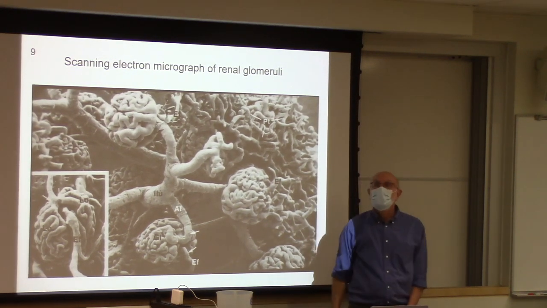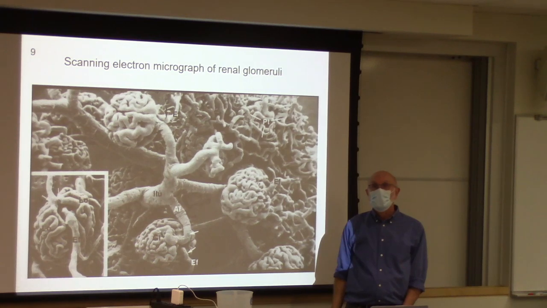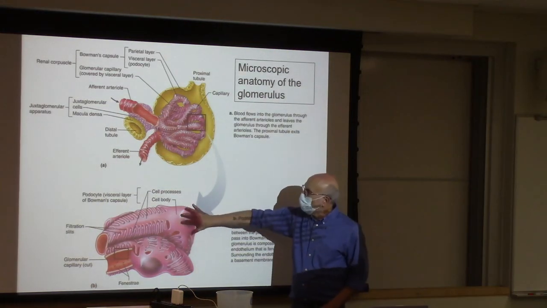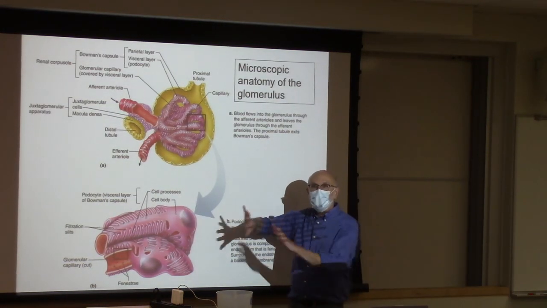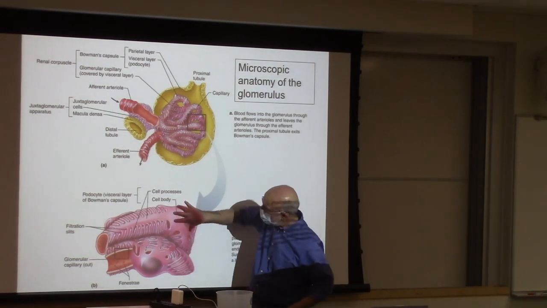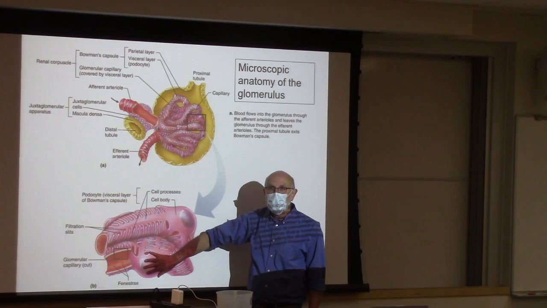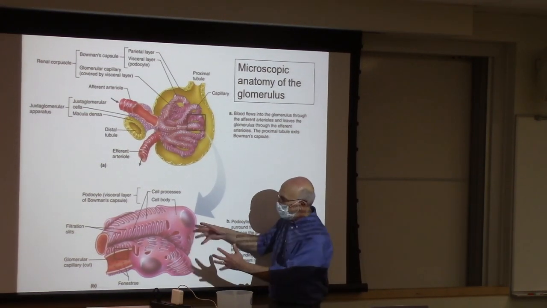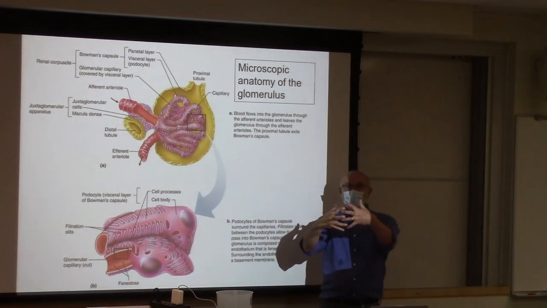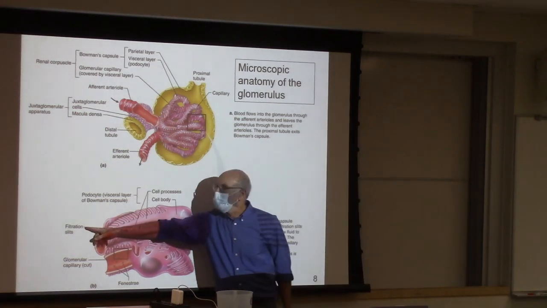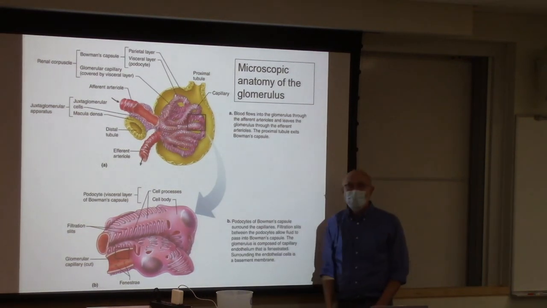Yes? The filtration slits in the podocytes, are podocytes like the loops and then the filtration is in between? Podocytes are the cells that wrap around the glomerular capillaries, and so this is one podocyte, this is another podocyte, this is the nucleus of a podocyte, this is the nucleus of the other podocyte, and they connect to each other through these leaky junctions called filtration slits. Thank you.